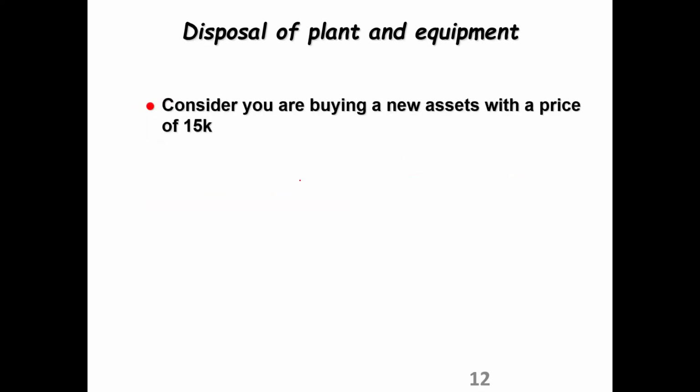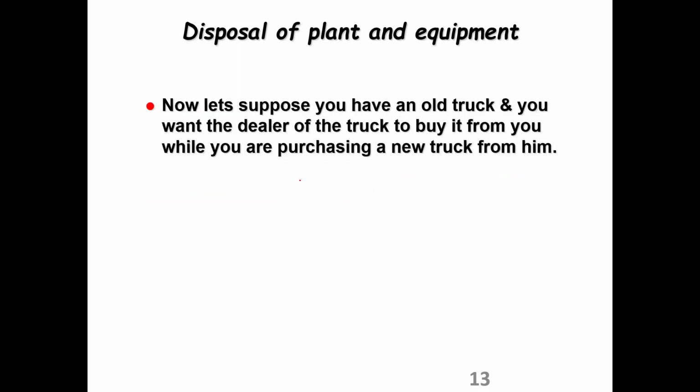If you are buying a new asset which costs around 15,000, and we're buying for cash, a simple purchase, in that case, truck will be debited by 15,000 and cash will be credited by 15,000. Now, making it an example of an exchange. Let's suppose that you have an old truck and you want the dealer of the truck to buy it from you while you are purchasing a new truck from him.